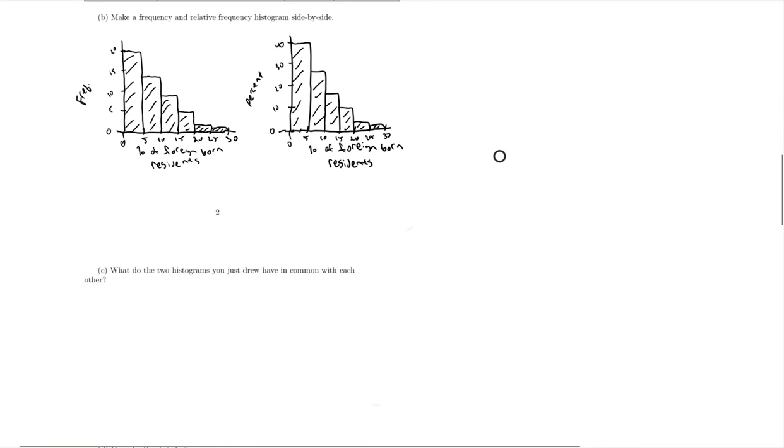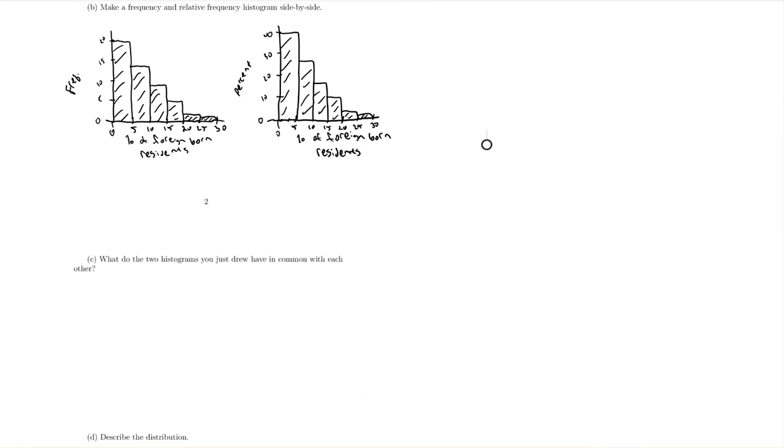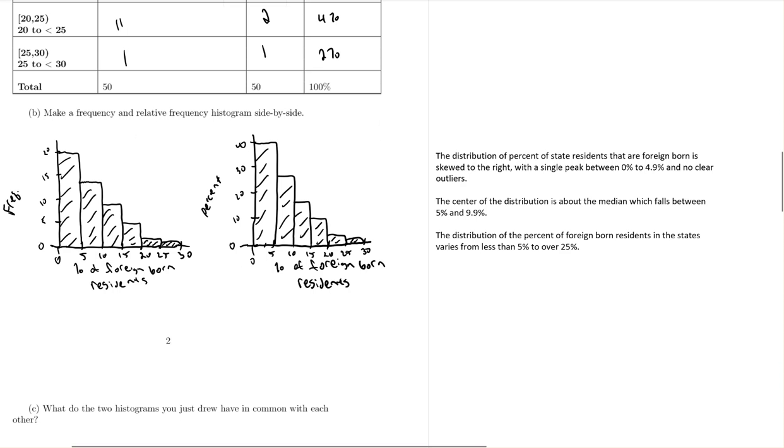What they have in common is they have the same shape, they're going to have the same center, they're going to have a similar amount of variability, and they're going to have similar outliers. They're going to be exactly the same. If I want to describe this in words, I might write something along these lines. The distribution of percent of state residents that are foreign-born is skewed to the right, which we can see with a single peak somewhere between 0 and 4.9%. And we got no clear outliers here.